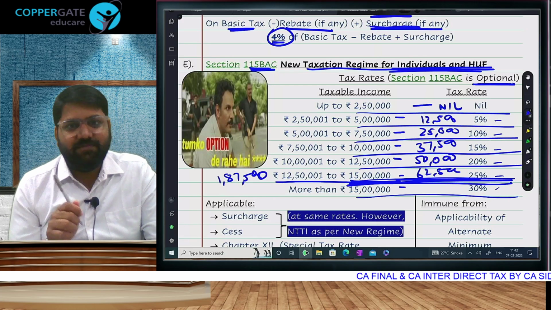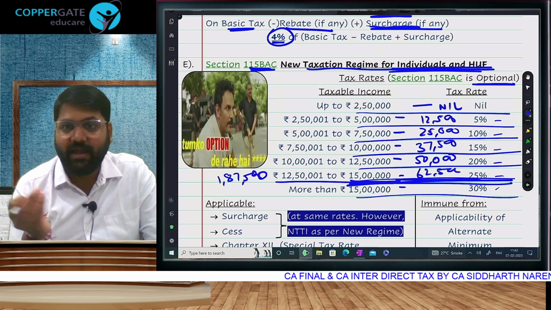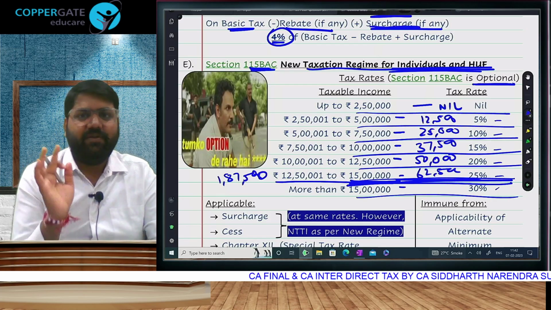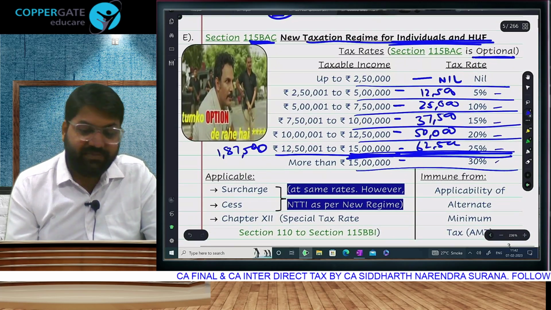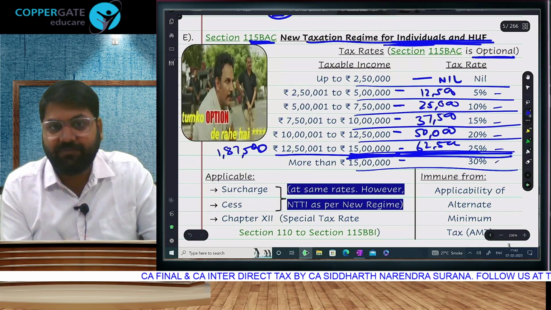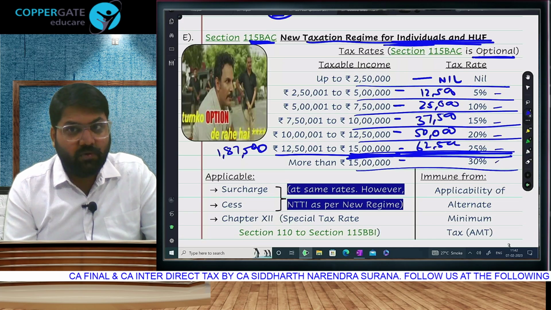So in the old regime, up to 10 lakh we have 1,12,500 or 1,10,000 or 1 lakh. In the new regime, up to 15 lakh we have 1,87,500. After 15 lakh it will be 30%, and this is for all individuals and HUF. No separate rate for senior or very senior citizens.